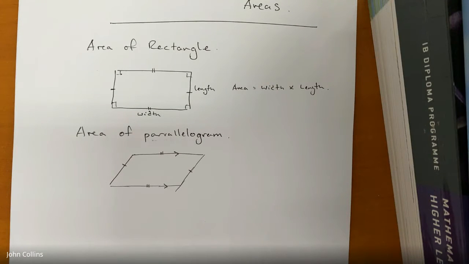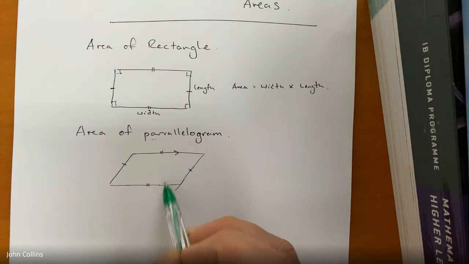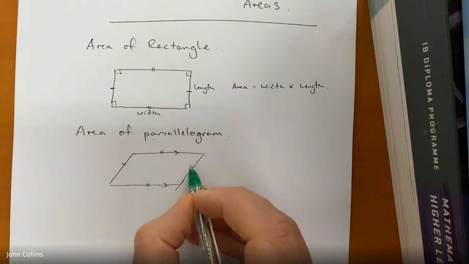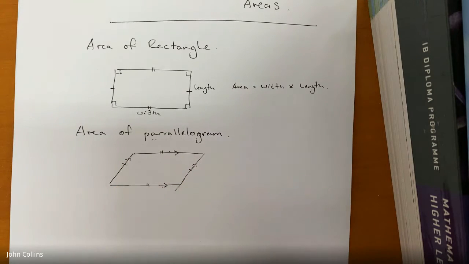So most lines are not parallel. They will eventually cross at some stage, but parallel lines will never meet. They'll always maintain the same distance between them. So these two are parallel to each other, and these two are parallel to each other. In a parallelogram, the two widths are parallel and the two lengths are parallel. Now we just need to know the area.